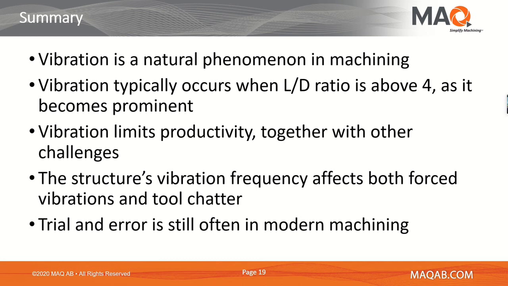You have vibrations anyhow. And the vibration limits the productivity together with the other challenges such as the carbide grade, the coatings, the process planning part and so on. The structure's vibration frequency affects both the forced vibrations and the tool chatter. So it is important for us to understand where the structure's vibration frequency is located and what the natural frequency of the structure is. Today in machining, if we're talking about series production where high productivity is really demanded, trial and error is still very often used in modern machining when we have a hard time understanding where the problem comes from.